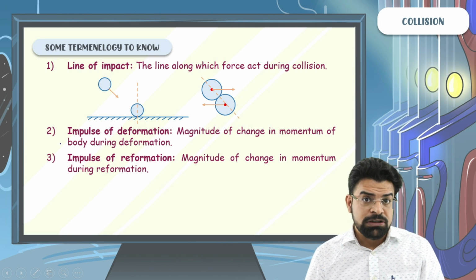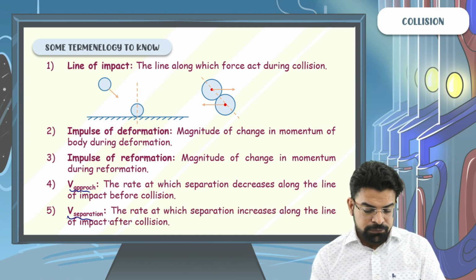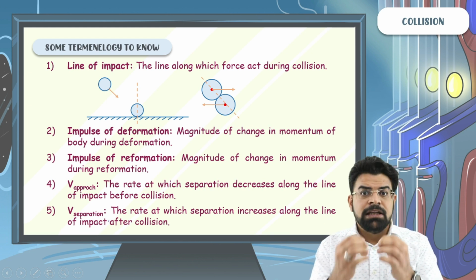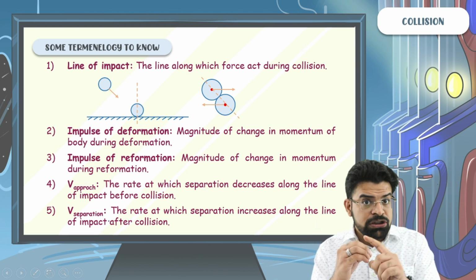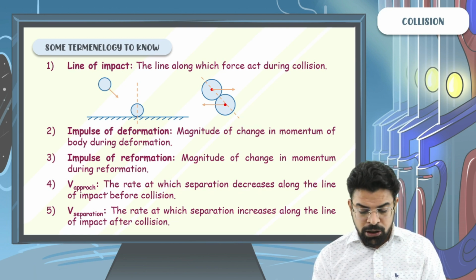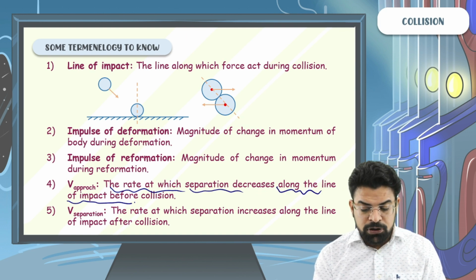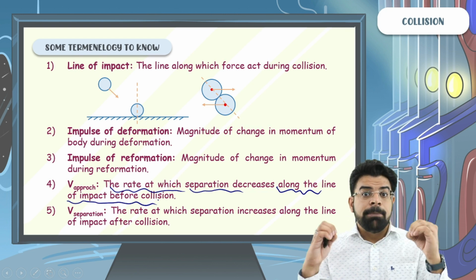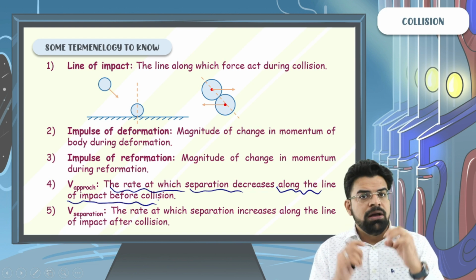The other terminologies which you must know are the velocity of approach and the velocity of separation. It is obvious that two bodies approach each other before the collision and they separate from each other after the collision. So what is the velocity of approach? The rate at which separation decreases along the line of impact before the collision is called velocity of approach.